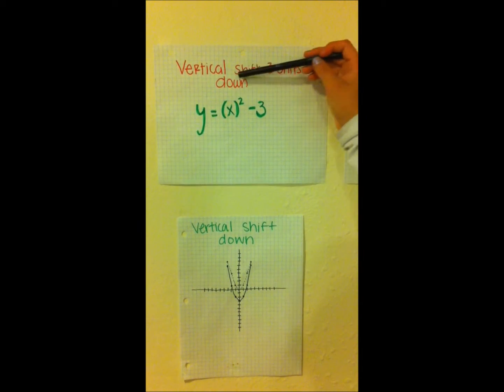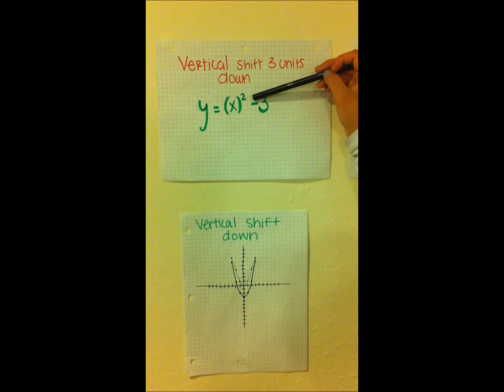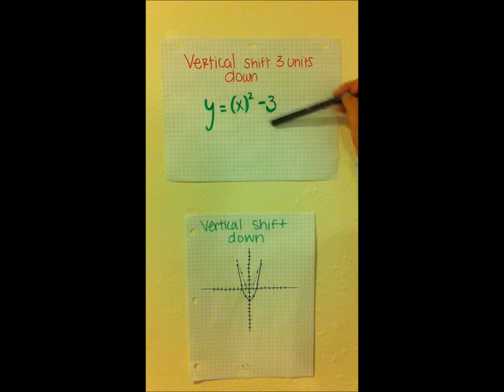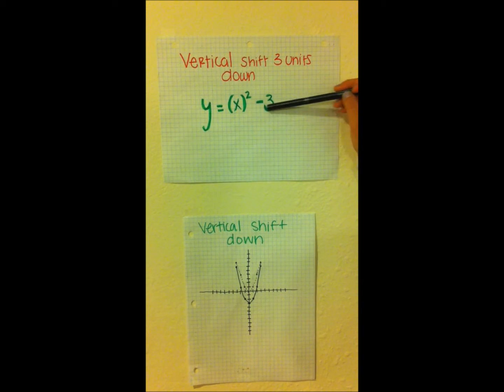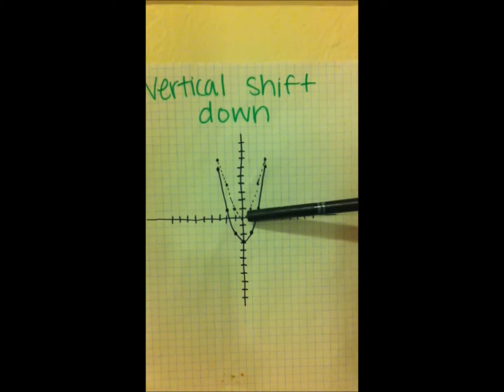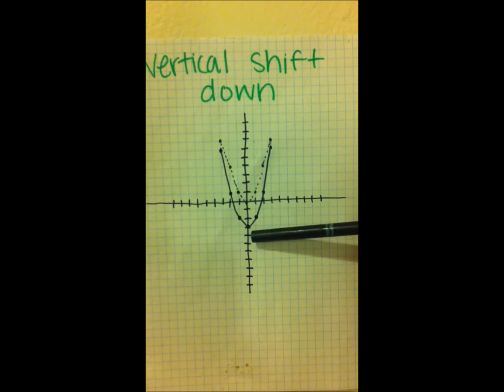So for a vertical shift down, you move the graph down. You look outside the parentheses, and our example is a -3. So in our graph, we move the graph down 3 from our original function. 1, 2, 3.